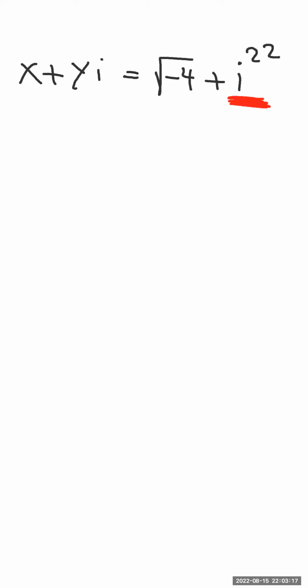i to the power 22 equals what? Divide the power by 4. It will equal 5, and the remainder will be 2. In case the remainder equals 2, this means i to the power n equals -1. Correct?